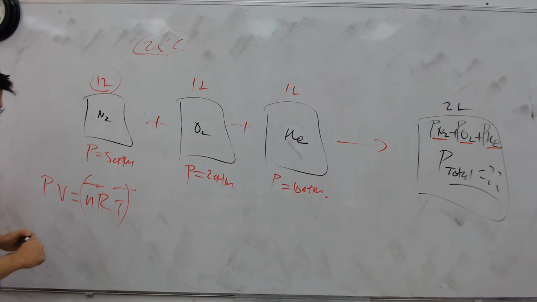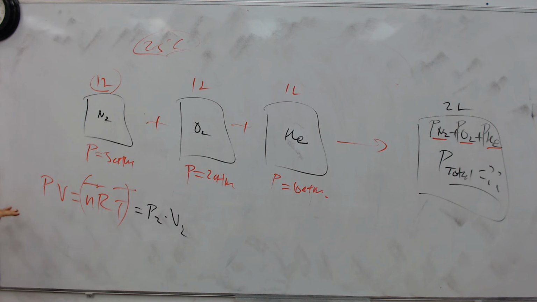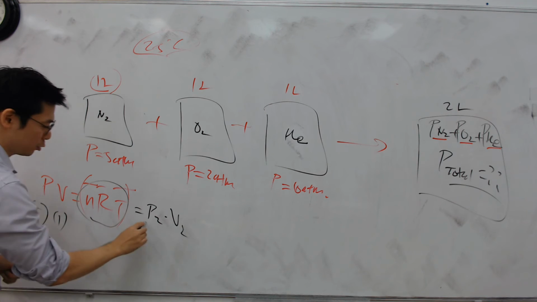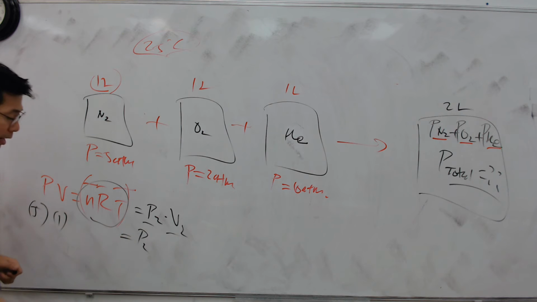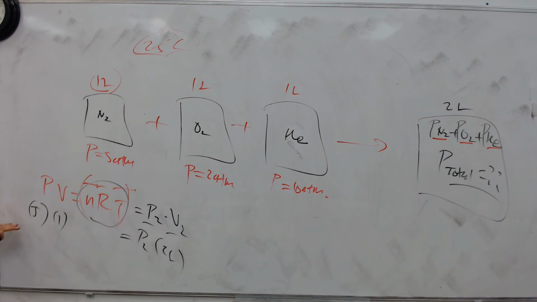This is equal to what, guys? P2 times V2. It's the equation. So initially for the N2 gas, the pressure is 5 atm, volume is 1 liter, which is equal to P2 times V2. P2 is what, guys? I don't know, I'm trying to find it out. Volume is 2 liters. So 5 equals P2 times 2, which means P2 will be 2.5 atm.